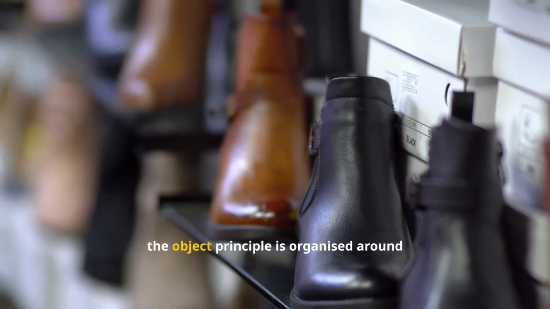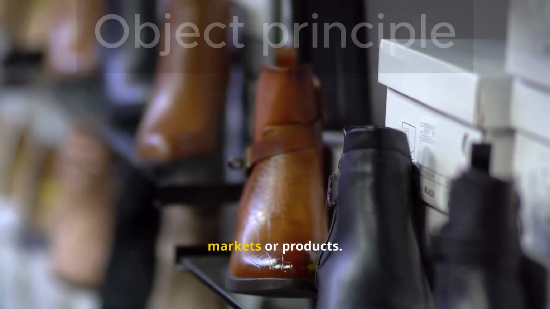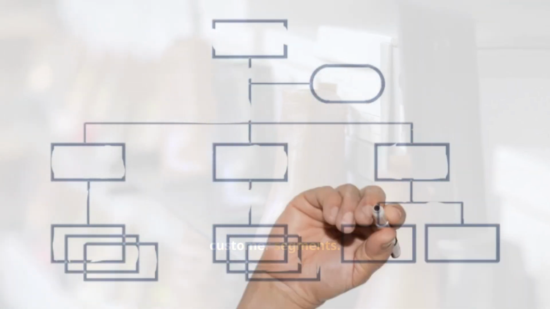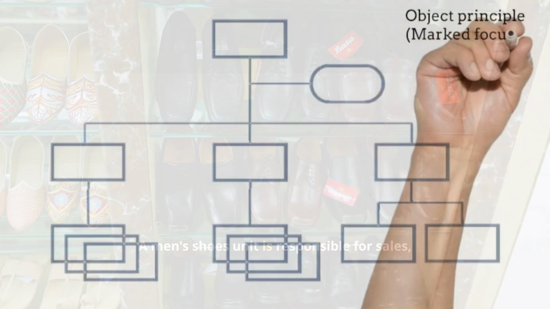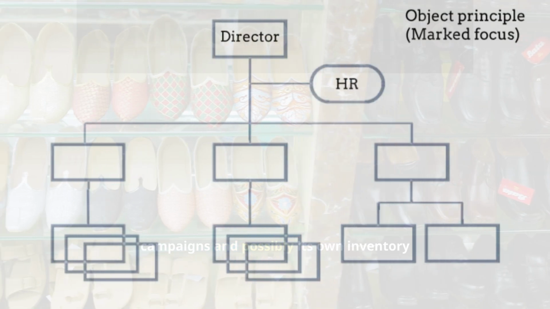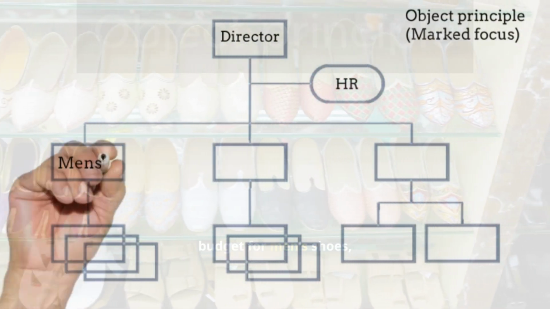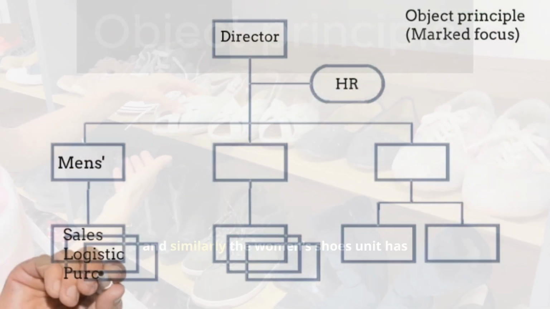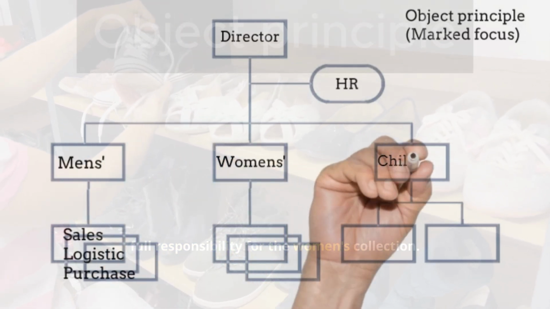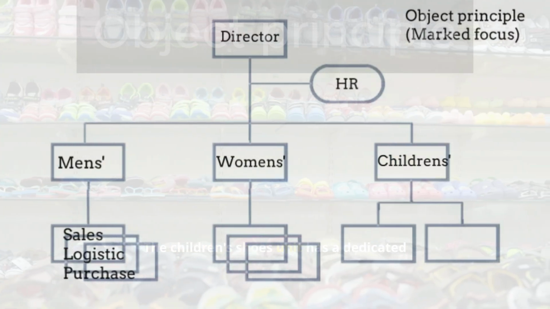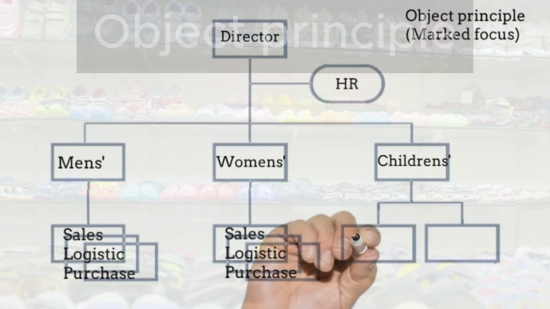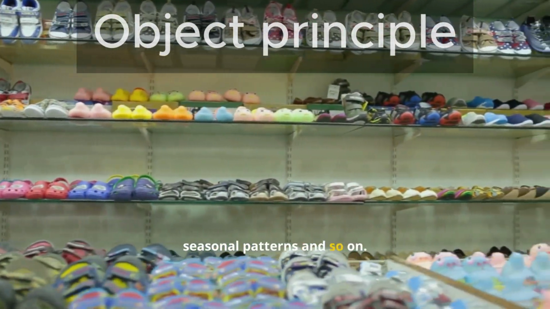By contrast, the object principle is organized around markets or products. Here, the structure follows shoe types or customer segments. A men's shoes unit is responsible for sales, purchasing, assortment, campaigns, and possibly its own inventory budget for men's shoes. And similarly, the women's shoes unit has full responsibility for the women's collection. The children's shoes unit has a dedicated focus on children's needs, safety, sizing, seasonal patterns, and so on.